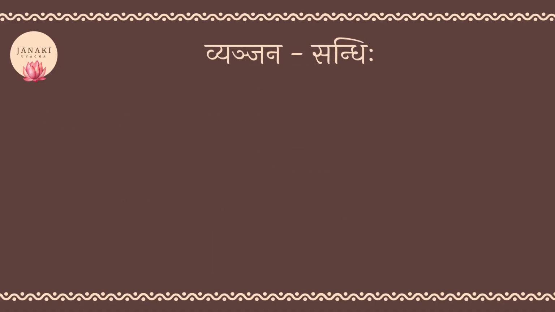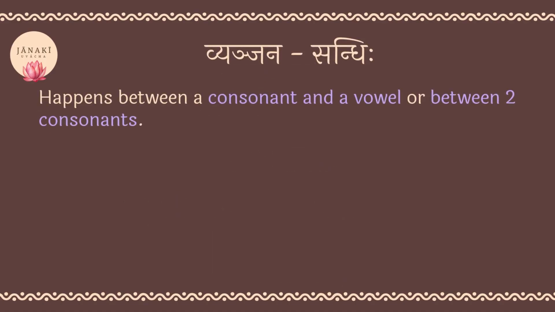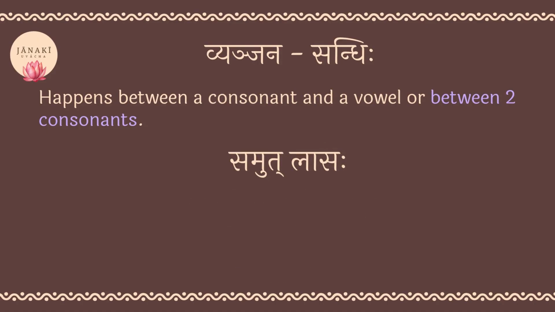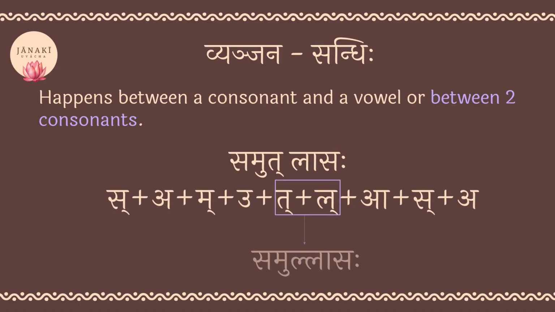When the last letter of the first word is a Vyanjana and the first letter of the second word is either a Vyanjana or a Swara, they join together to form a new word. This process is called Vyanjana Sandhi. An example of Vyanjana Sandhi would be Ach plus Adihi, Ajadihi. Here a Vyanjana and a Swara are joining. In the example, Samut plus Lasaha gives Samullasaha, two Vyanjanas are joining. Vyanjana Sandhi is also called Hal Sandhi.